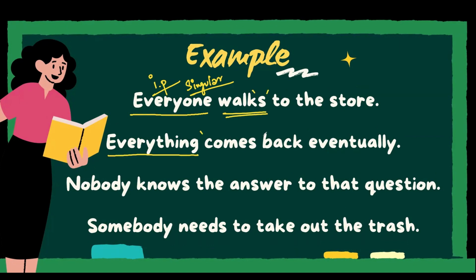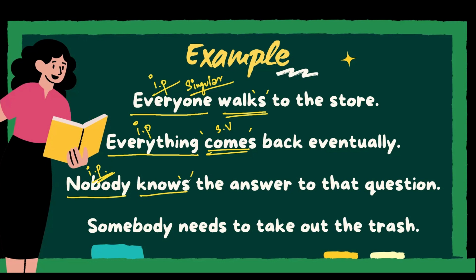Next sentence: everything comes back eventually. We have the word everything, which is an indefinite pronoun. We are going to use a singular verb. Next sentence: nobody knows the answer to that question. Nobody is the indefinite pronoun here, and it is singular. That's why the rule that follows is a singular verb. The singular verb here is knows, because we are adding s to the base form of the verb know.